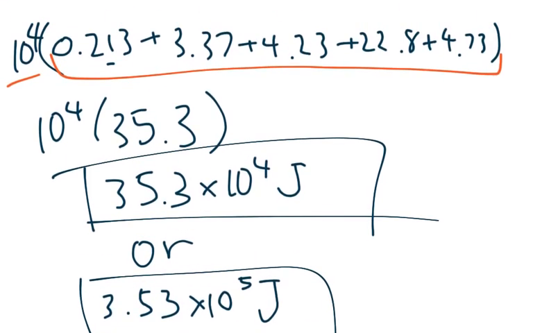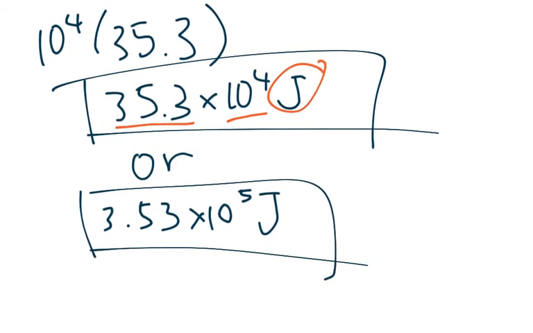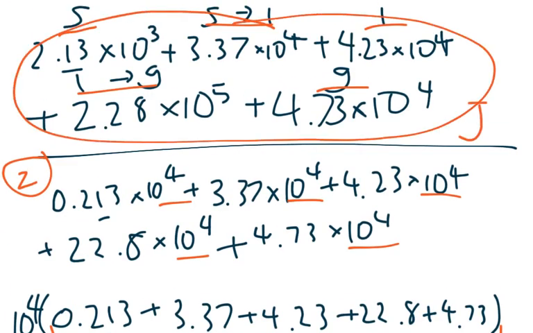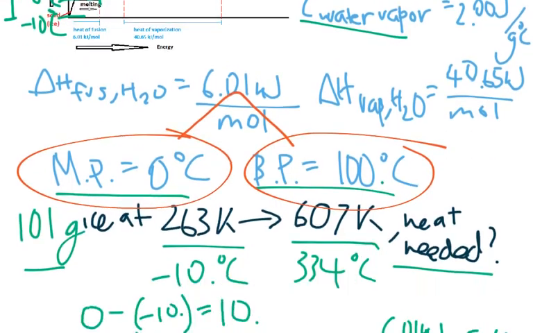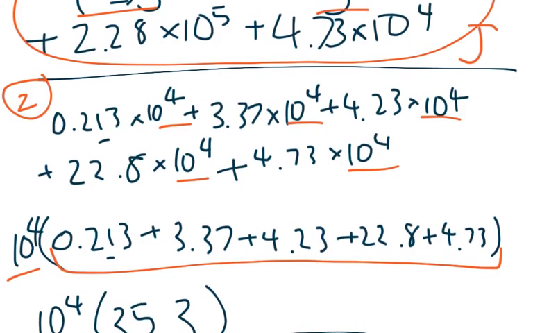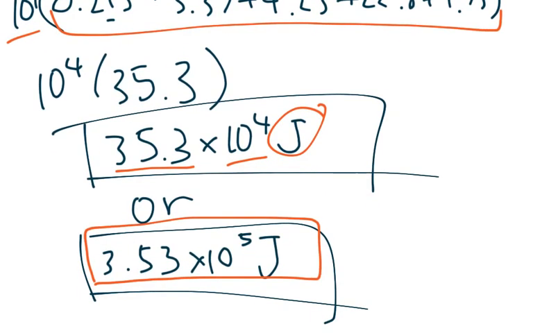So you get 10 to the 4 times 35.3 joules, and converting that into scientific notation, your answer should be around 3.53 times 10 to the 5 joules. And the only reason why I was able to add this all up is because they were all in joules. And that's why at the beginning, I decided to convert all my kilojoules to joules so that in the end, I could add them all up in terms of joules. So, nice thing to do.